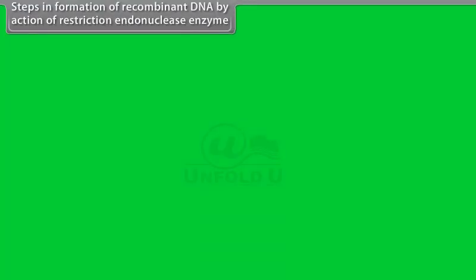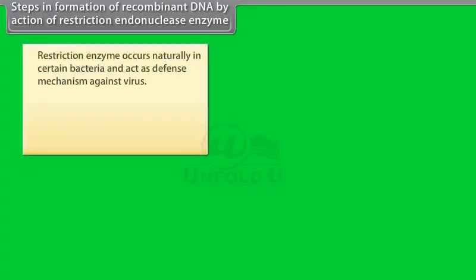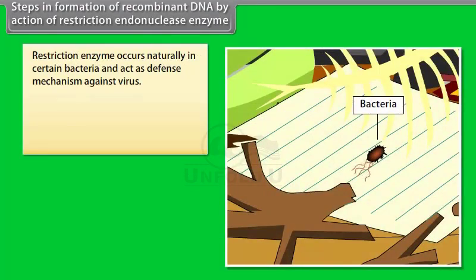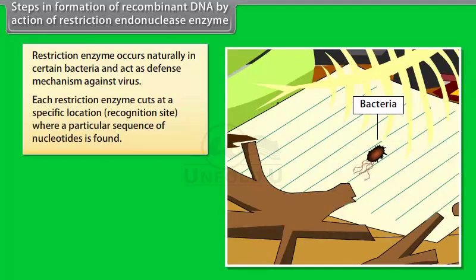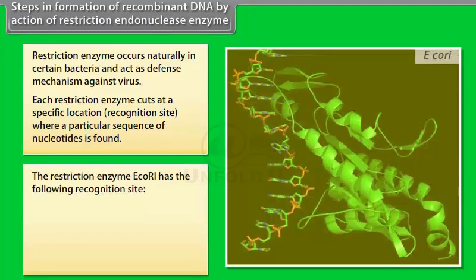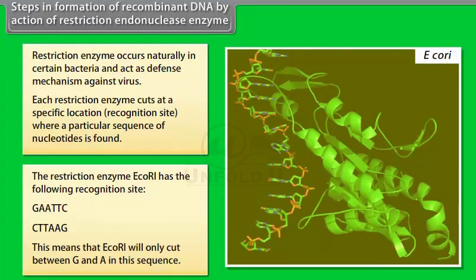Steps in formation of recombinant DNA by action of restriction endonuclease enzyme. Restriction enzyme occurs naturally in certain bacteria and acts as a defense mechanism against virus. Each restriction enzyme cuts at a specific location, the recognition site, where a particular sequence of nucleotides is found. The restriction enzyme EcoRI has the following recognition site: GAATTC, CTTAAG. This means that it will only cut between G and A in this sequence.